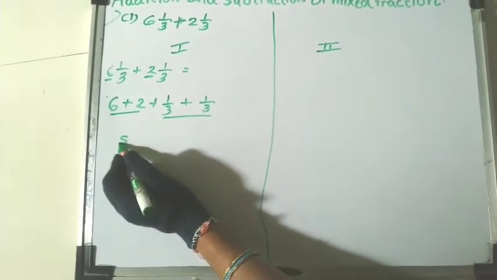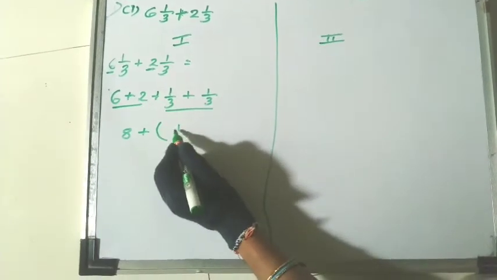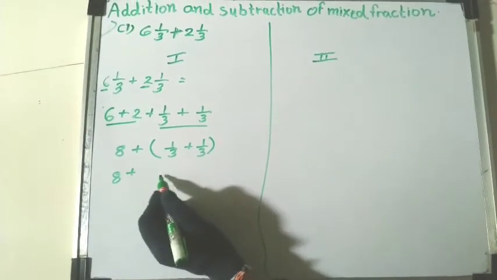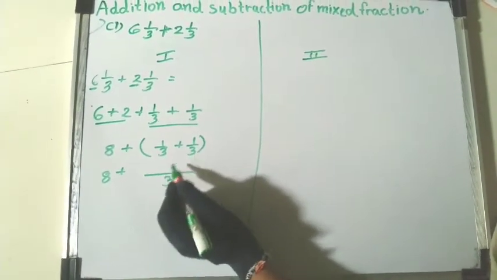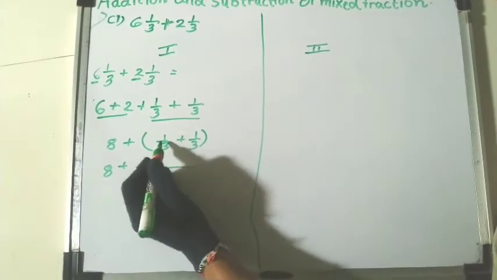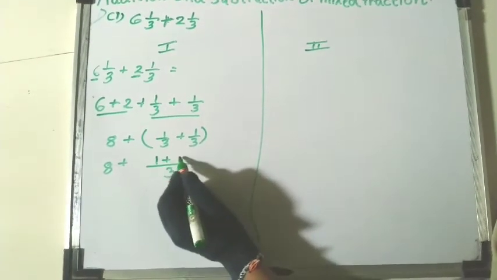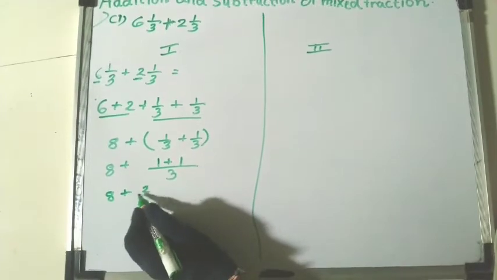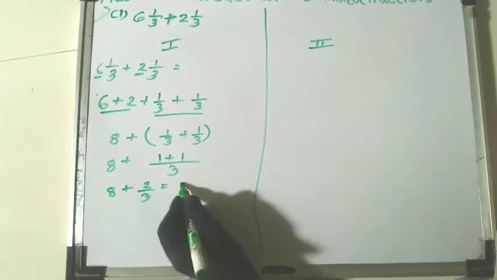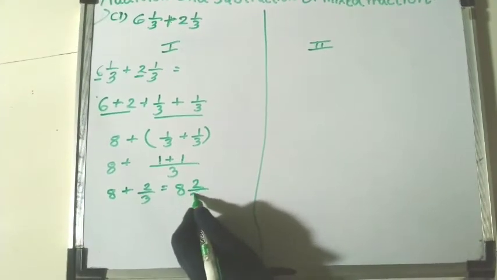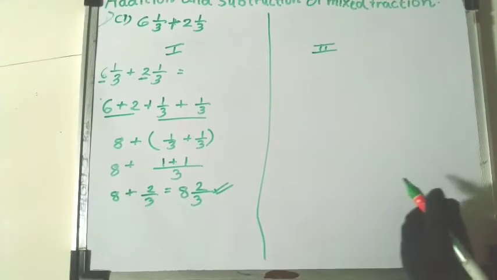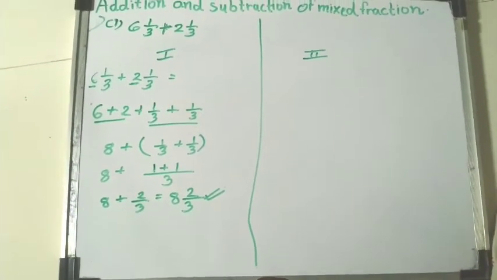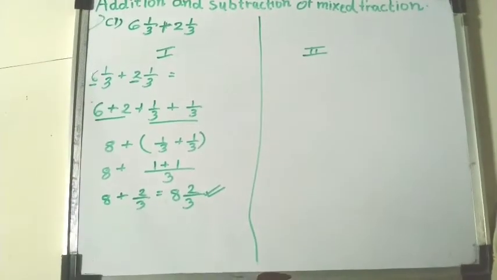6 plus 2 is 8, plus 1 by 3 and 1 by 3. How to add 1 by 3 and 1 by 3? At first take the LCM. Both denominators are the same, so take 3, and add the numerators 1 and 1. It means plus 2 by 3. Your answer is 8 and 2 by 3. This is the addition of 6 and 1 by 3 plus 2 and 1 by 3. The addition is 8 and 2 by 3.